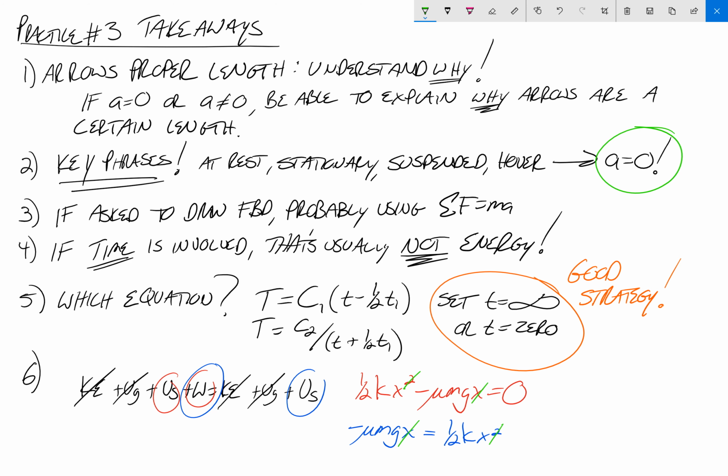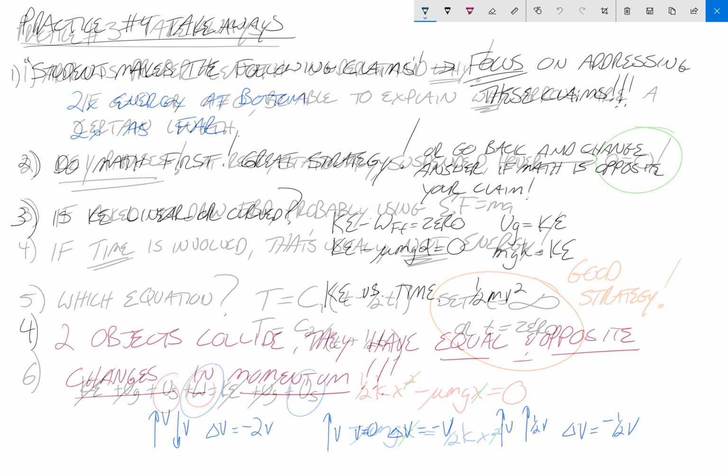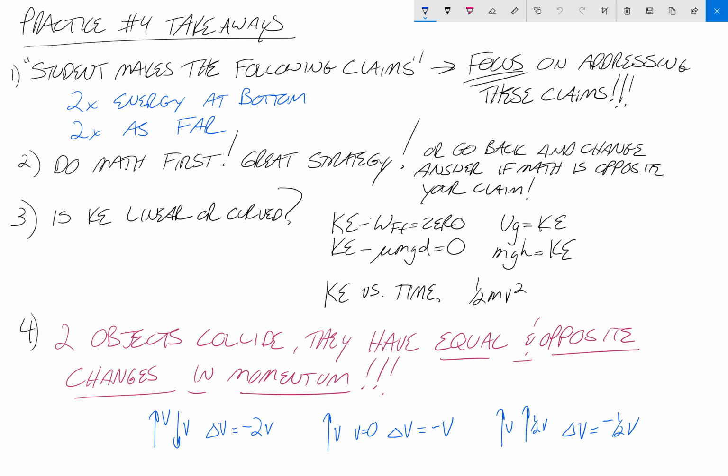And then there was practice number 4. Personally, I thought it was a little more difficult, and I thought you had a tougher time with it, but that's okay. That's why we're practicing, and we need to talk about some of the things we can take away from this.